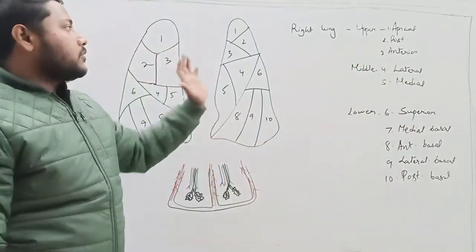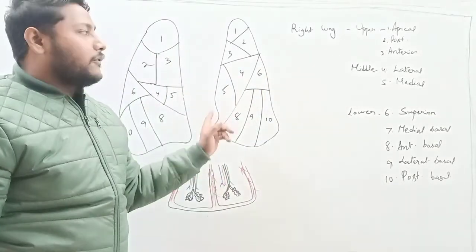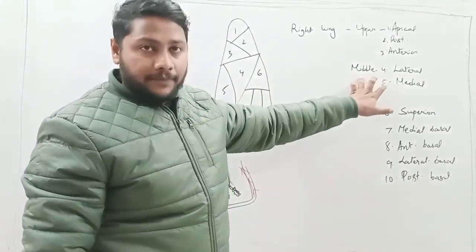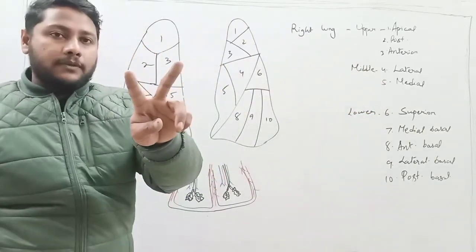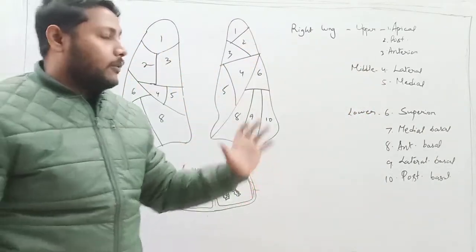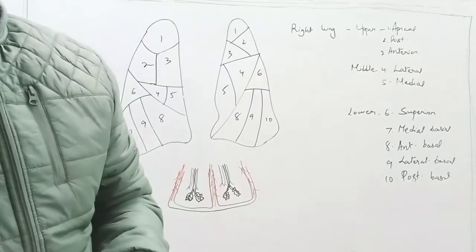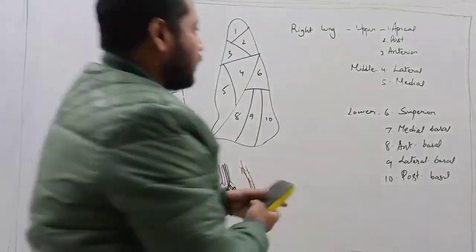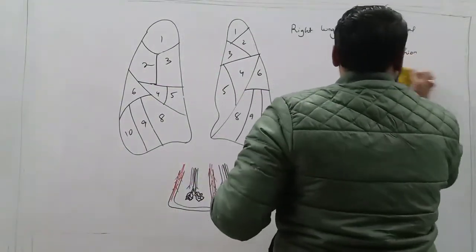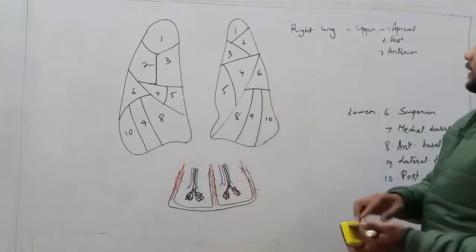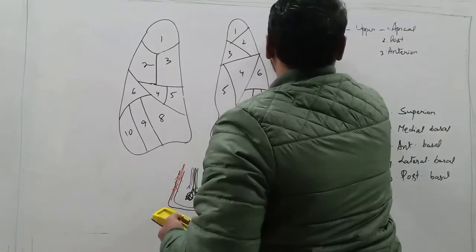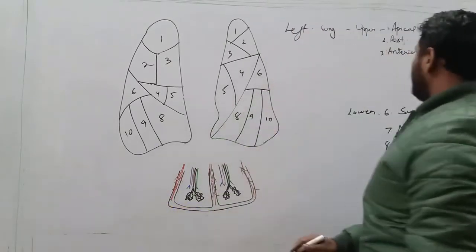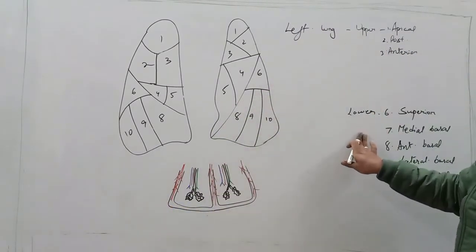However, when we come to the left lung, we don't have a middle lobe, because we have only 2 lobes, the upper lobe and the lower lobe. So here it becomes slightly different. In the left lung, we have only 2 lobes.